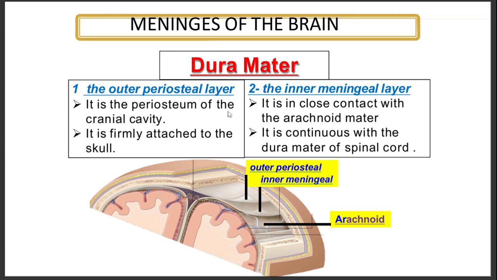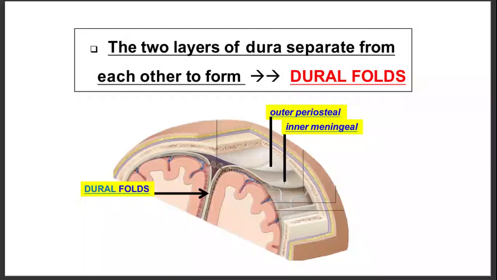So what happens is that these two layers, the outer periosteal and the inner meningeal, are normally adherent, but at some locations they end up splitting. For example, at this point you can see they've split, and because of that splitting, they end up forming what we call the dural folds. So dural folds basically come from dura mater when it ends up folding.